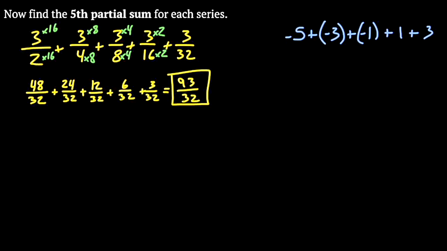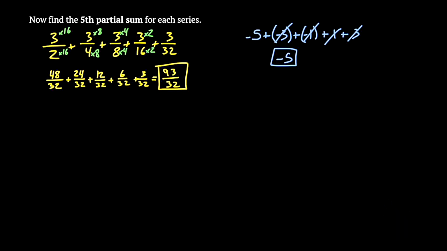So here's our second series written out. And actually this is pretty easy to add up because -3 and +3 cancel, -1 and +1 cancel, and we're just left with -5. So there's our 5th partial sum. So that didn't take too much work, but it did take us some time just to add up the first 5 terms in these series.